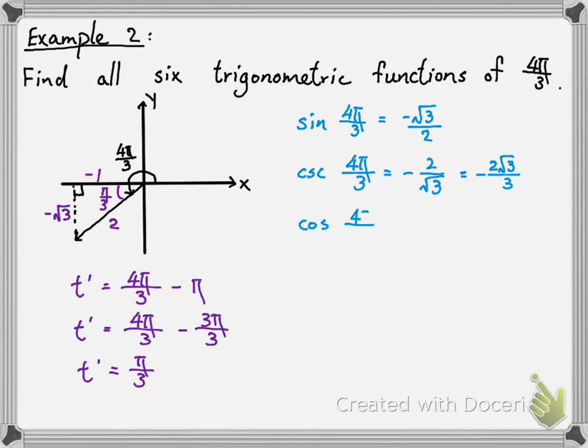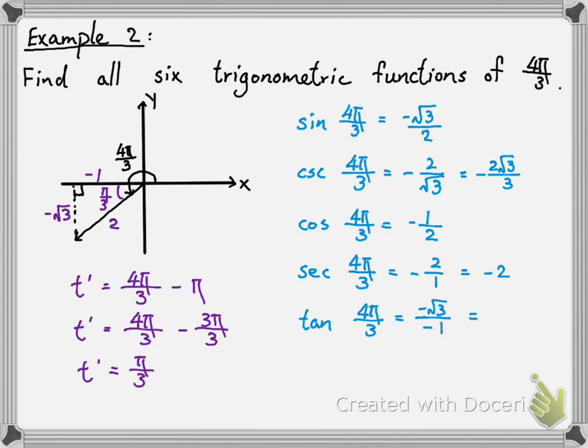Cosine of 4π/3 equals adjacent side, negative 1, over hypotenuse 2. Its reciprocal function, secant of 4π/3, equals the reciprocal, which is negative 2 over 1, which equals negative 2. Tangent of 4π/3 equals opposite side, negative square root of 3, over adjacent side, negative 1, and therefore equals positive square root of 3.